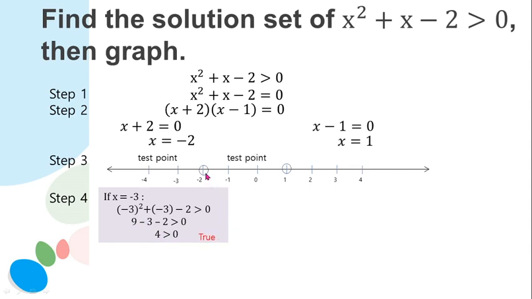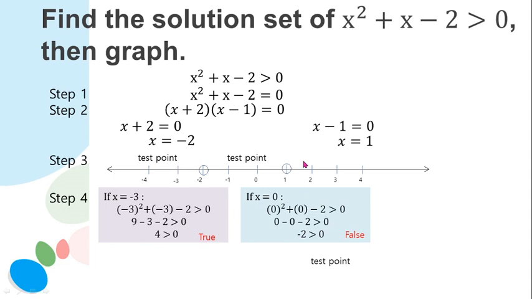Next region, the region in between negative 2 and positive 1. So let us use 0. So we have 0 squared plus 0 minus 2, is it greater than 0? So we have 0 squared is 0, minus 0, minus 2. So we have negative 2, and negative 2 is not greater than 0 because 0 is always greater than any negative number. So therefore, it is a false mathematical statement.